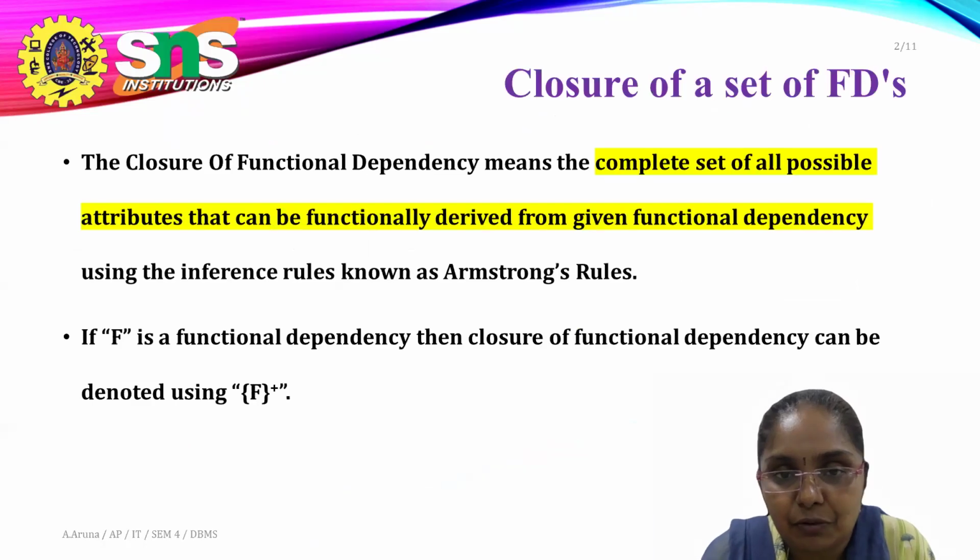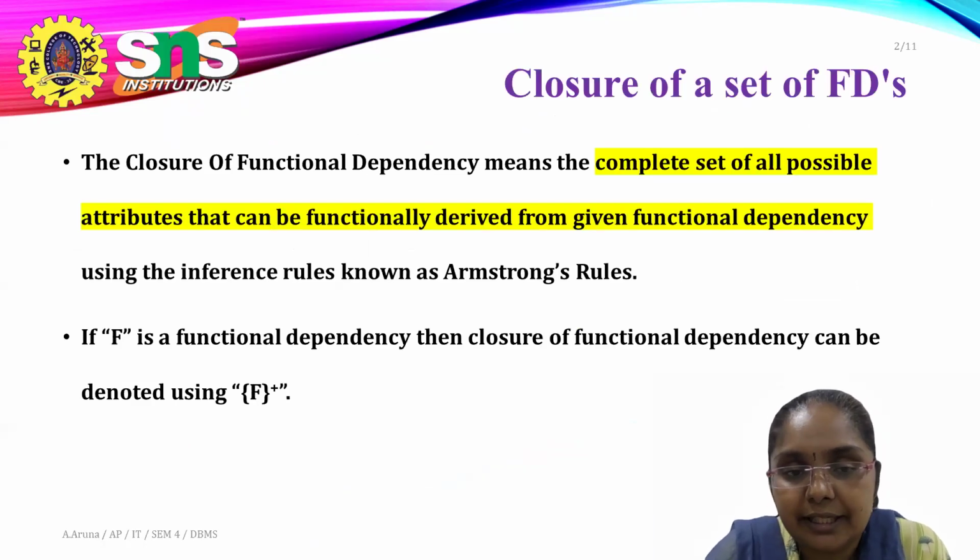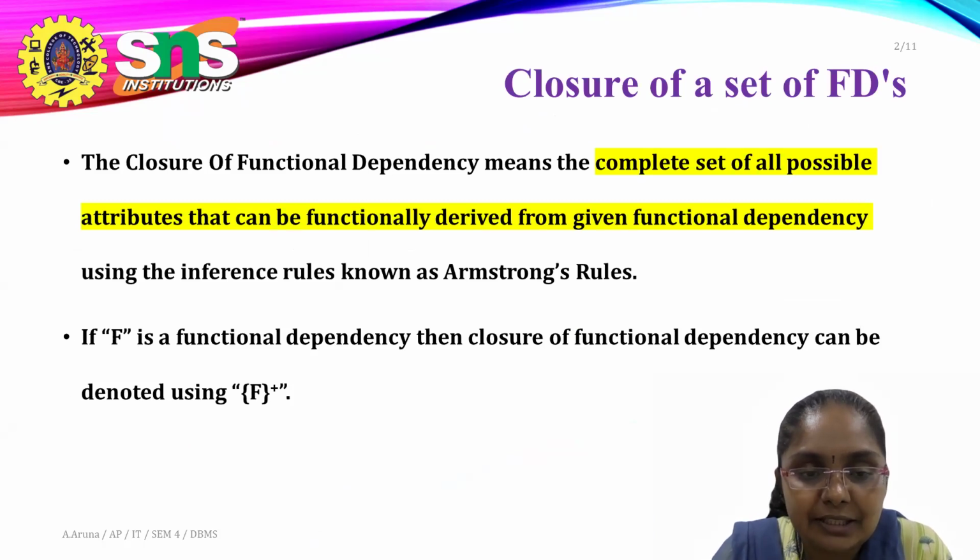Let us see the definition of closure of functional dependencies. Closure can be denoted by the symbol plus. This is how we can represent the closure. The plus represents the closure attribute value for this particular attribute. This is nothing but the complete set of all possible attributes that can be functionally derived from the given functional dependencies. Through that particular attribute, we can determine the set of all other attributes. Only then can we call it a closure of functional dependencies.